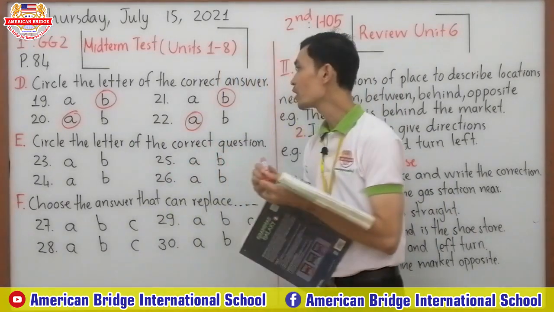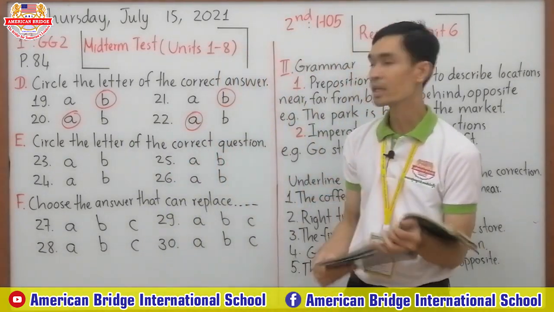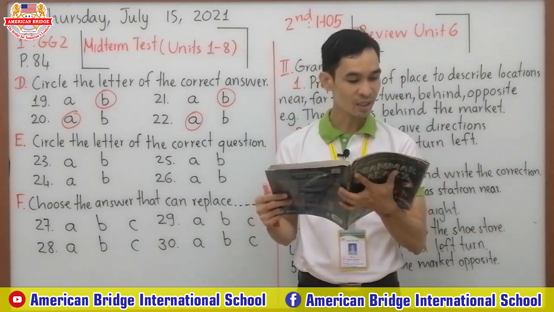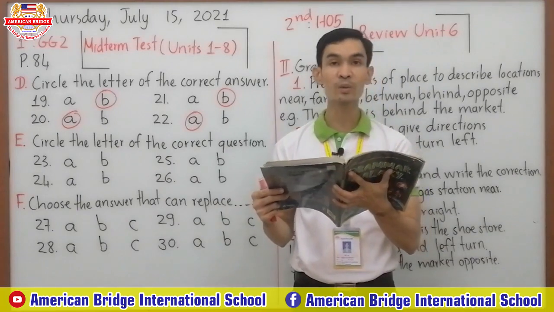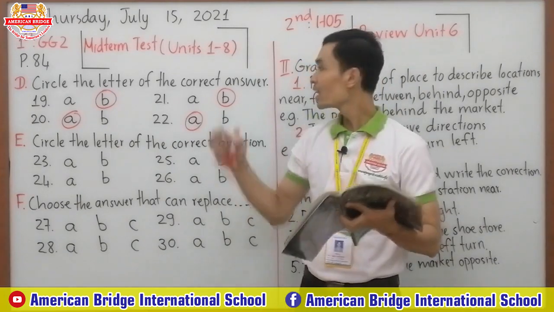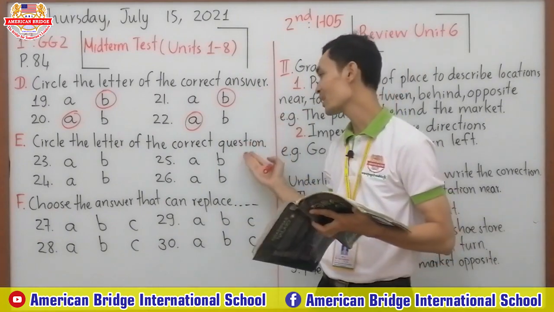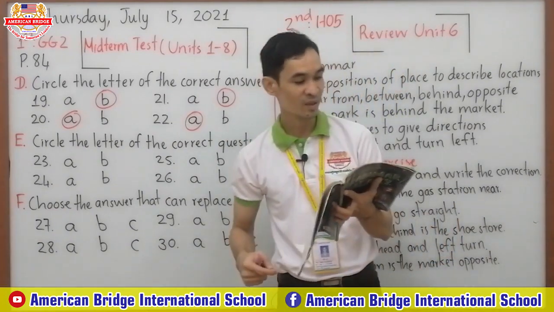Okay, so now we finish exercise D. Let's continue to exercise E altogether. E. Circle the letter of the correct question. Okay, in letter D, you circle the correct answer. Now circle the correct question.